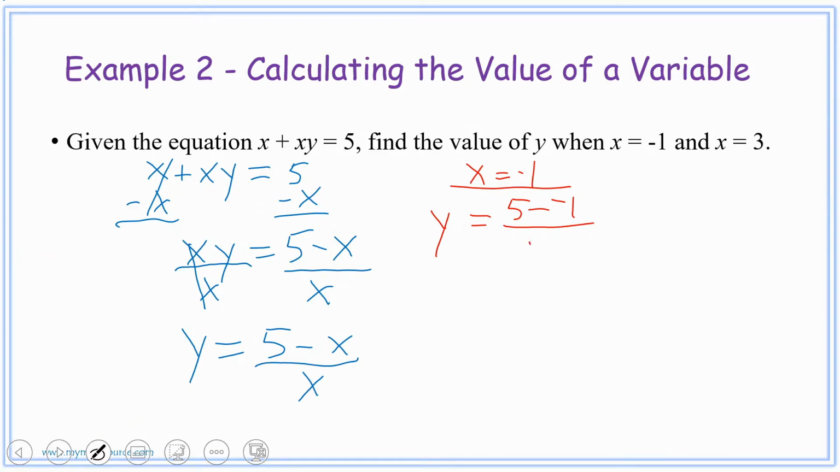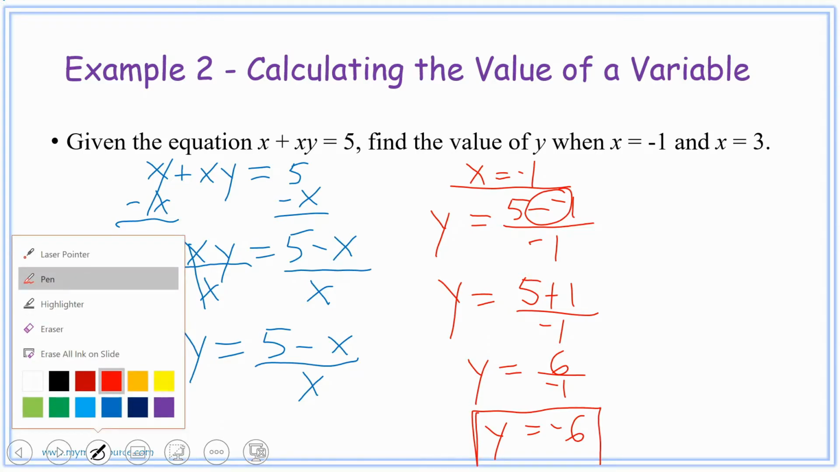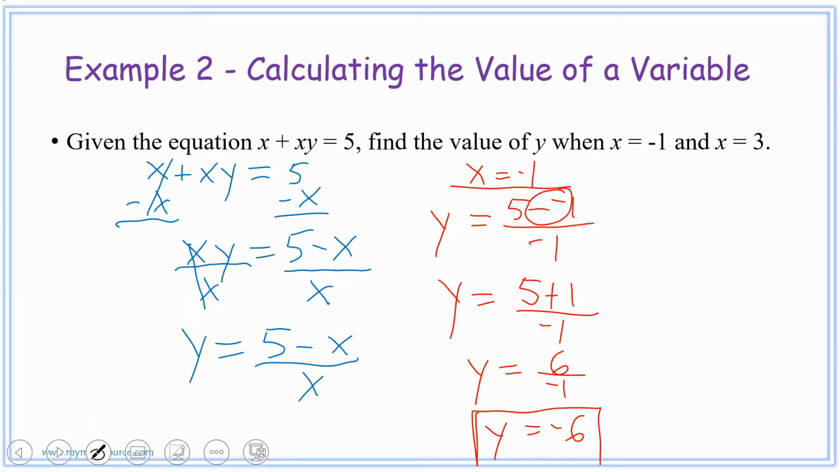Remember, when we have two negatives like that, it turns to a positive. So we're going to have y equals 5 plus 1 over -1. That's going to be y equals 6 over -1. And y equals 6 divided by -1 is the same as just -6. So when x equals -1, we get y equals -6.